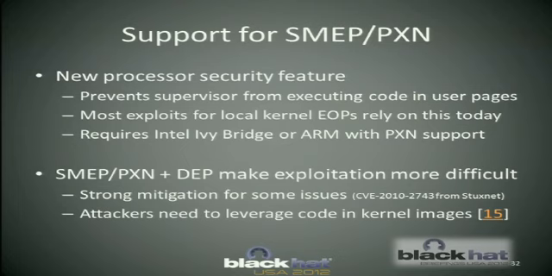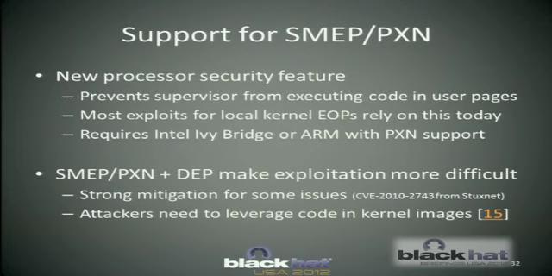Now, this is important as a lot of local privilege escalation exploits that are exploiting kernel vulnerabilities today tend to take advantage of this privilege. And if the hardware supports it, we'll basically turn this feature on. Now we're expecting that SMEP and PXN and DEP will make kernel exploitation more difficult. And in some cases, SMEP or PXN would be a strong mitigation for issues. So for example, one of the vulnerabilities in Stuxnet would have been completely mitigated by SMEP and PXN. It would have been impossible to exploit that vulnerability for anything other than a denial of service or a system crash. You could never have gained code execution from it.